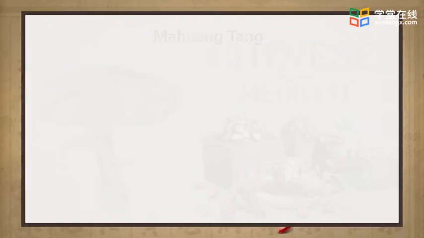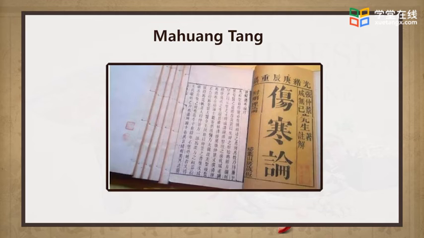After the brief introduction of prescriptions for relieving exterior syndrome, now let's talk about specific prescriptions. Prescriptions for relieving exterior syndromes with pungent flavor and warm property. The representative one is Ma Huang Tang. Ma Huang Tang comes from Shang Han Lun, Treatise on Exogenous Febrile Disease.